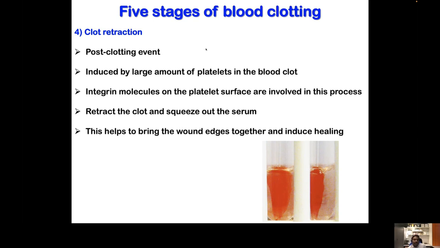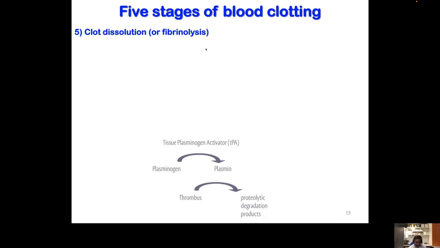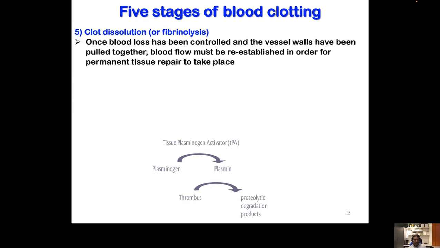It would have entrapped. Now it will squeeze out. So this will help to bring the wound edges together and promote the wound healing. That's the whole purpose of clot retraction. Then the final stage is clot dissolution or fibrinolysis. The clot has to completely get dissolved and removed from the body. Okay, so this is what is called clot dissolution or fibrinolysis.